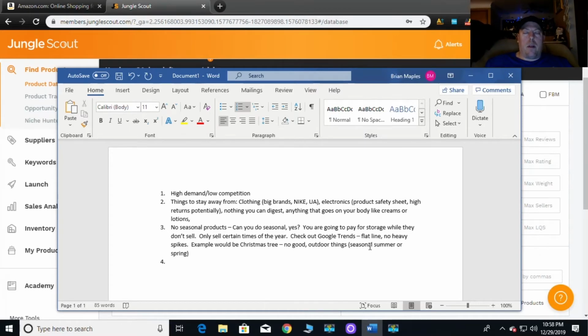So we want a high demand, low competition product. Things to stay away from: the big brands, clothing, electronics. Nothing you ingest. Anything that goes on your body, like creams, lotions. Why? Because the liability is high. You could get sued. There could be a lot of things that go wrong there. I would stay away from them.